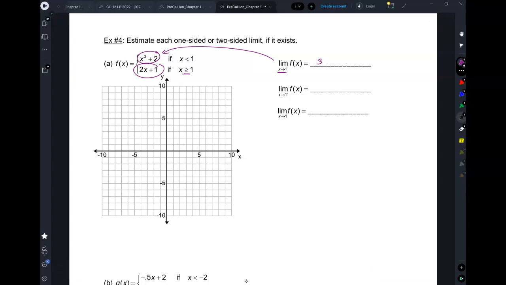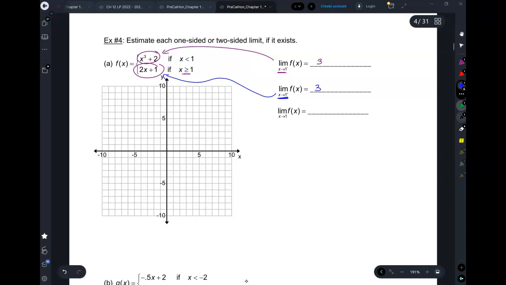Okay? For the next one, when it's 1 plus, from the positive side, we're going to take the function to the right of 1, so we're going to use this function. And if you plug 1 in there, you still get 3, so your limit is 3.